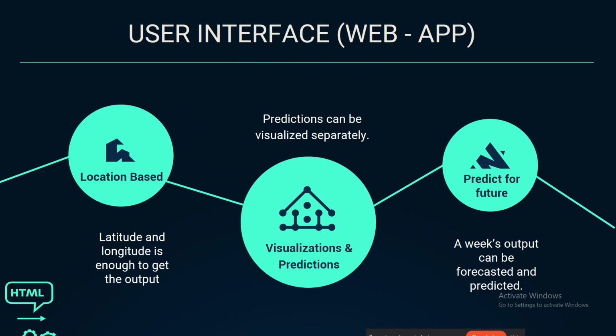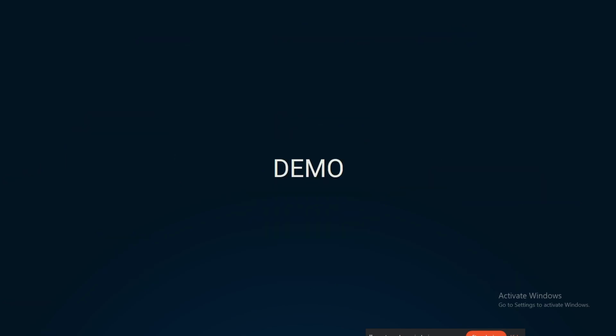So this is the user interface for our web application. We have latitude and longitude to get the output for any location, and the predictions can be visually separated. We have graphs on our website for visual representation, and we can also predict for the future. A week's output can be forecasted and predicted. So now Sethu Bharati will be showing the demo part.